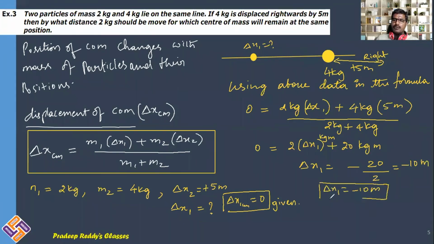That means 2 kg mass, as it is half of the displaced mass, you need to change its position by 2 times that of the change in position of 4 kg. So therefore you need to drag this 2 kg mass left side by 10 meter left side, that's the reason why I am taking here minus 10. So if you are just replacing the mass left side by 10 meter, the position of the center of mass will remain same. That is the answer.